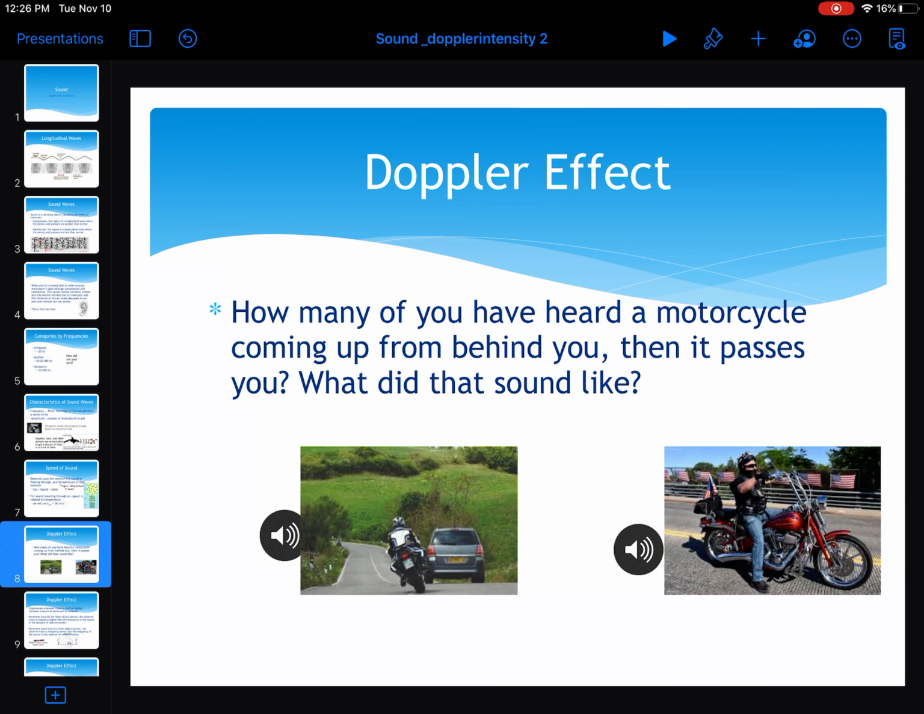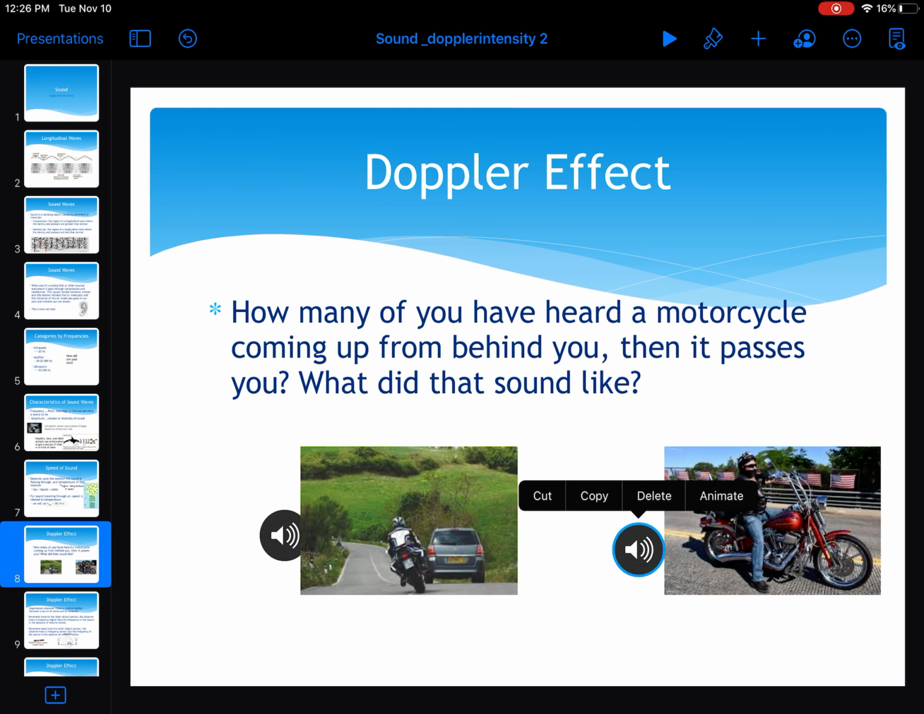Now, the Doppler effect is a phenomenon where we have a sound that is emitted, but the way that we hear the sound, or whoever is listening, the way that the observer hears the sound is actually not the true sound that is being created.